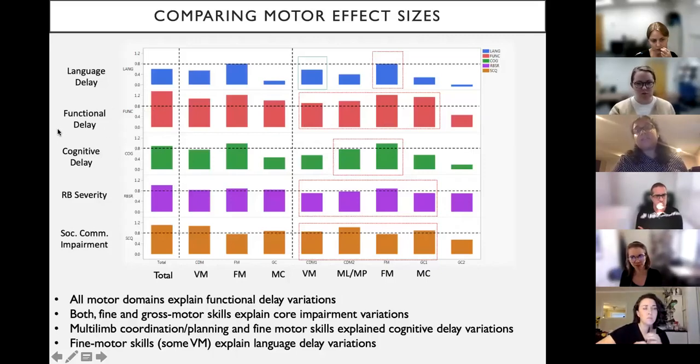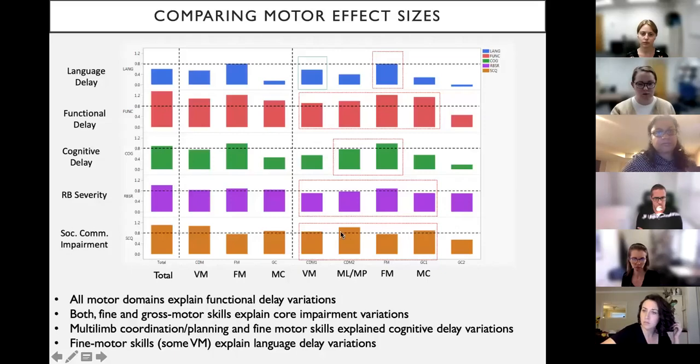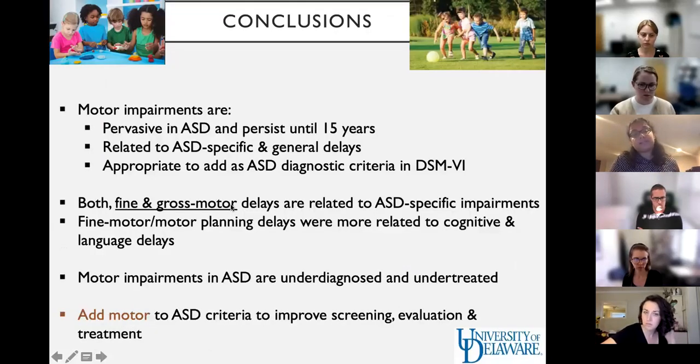And lastly, you have language delay. This is also something that is known in the literature, that fine motor, and to some extent I see visual motor as well, but fine motor relates and better explains the variation associated with language delay. So overall, I think motor impairments are pervasive, they are persistent, they are related to both ASD specific and general delays, and it would be appropriate to add them within the diagnostic criteria in a future DSM.